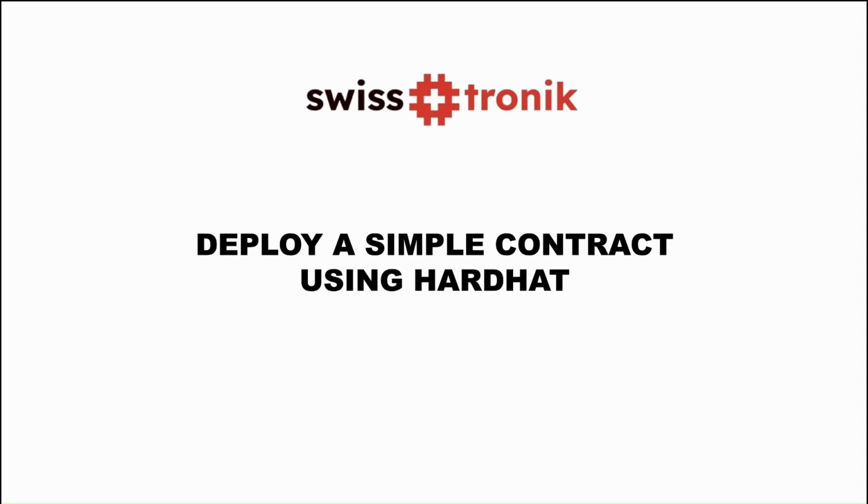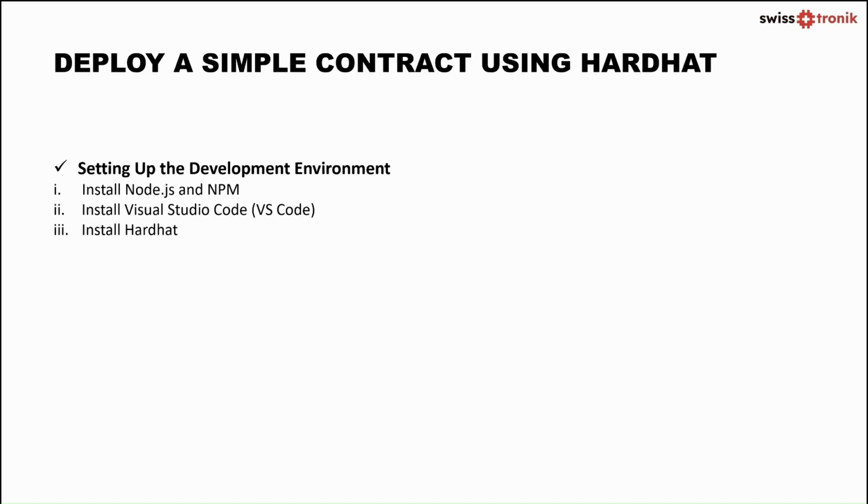Hello and welcome. In this video, I will show you how to complete the first task, how to deploy a simple smart contract on the Swisstronik blockchain using Hardhat. To complete the task, you just have to fill in the contract address and the GitHub repository of a simple contract. First, we will set up a development environment.